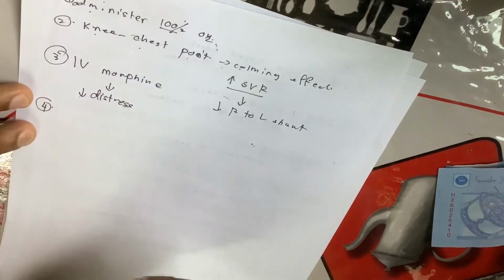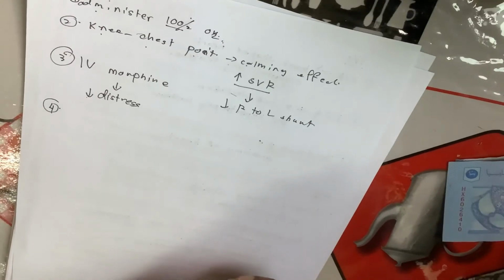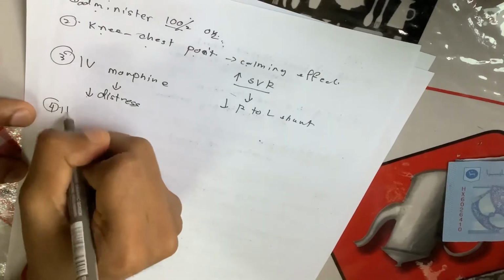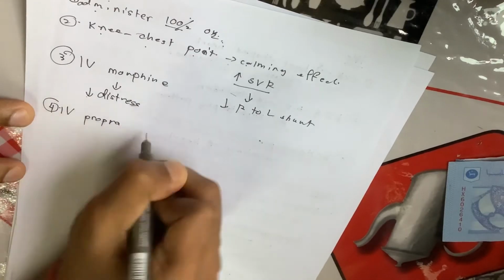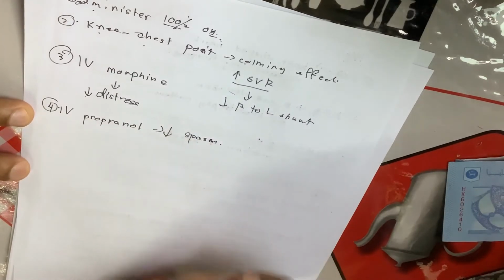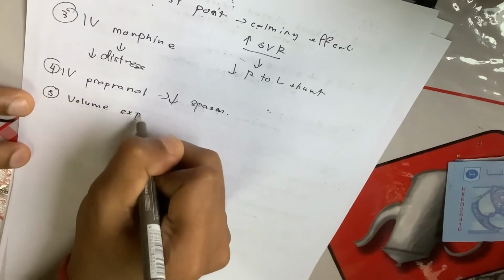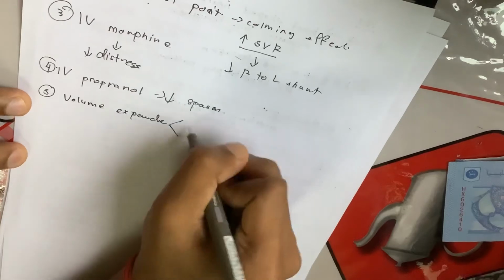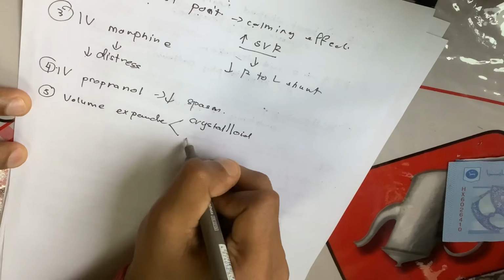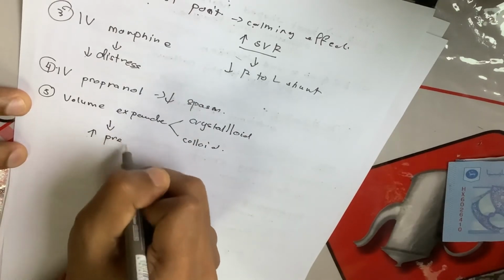Fourth, since this is due to the sudden infundibular spasm, we should treat the spasm also. Therefore, we should administer IV propranolol, reducing the spasm. And then give a volume expander. It can be crystalloid or colloid, and this volume expander will increase your preload.